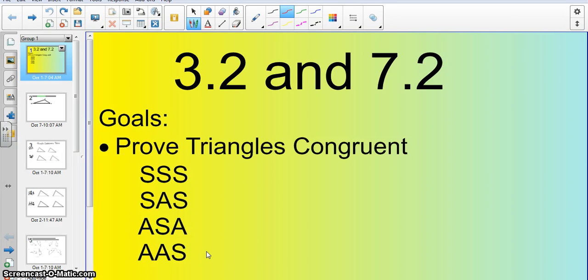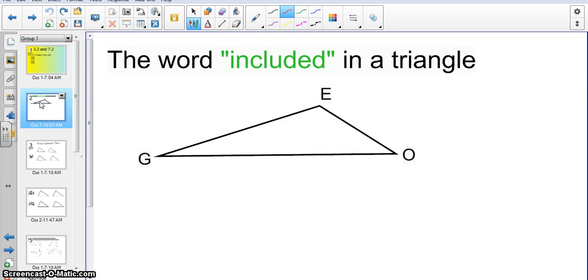Today we're going to talk about section 3.2 and 7.2, proving triangles congruent. First, let's talk about what is meant by included in a triangle. So if I'm referring to angle G, it is formed by sides GE and GO. In other words, angle G is between those two sides.